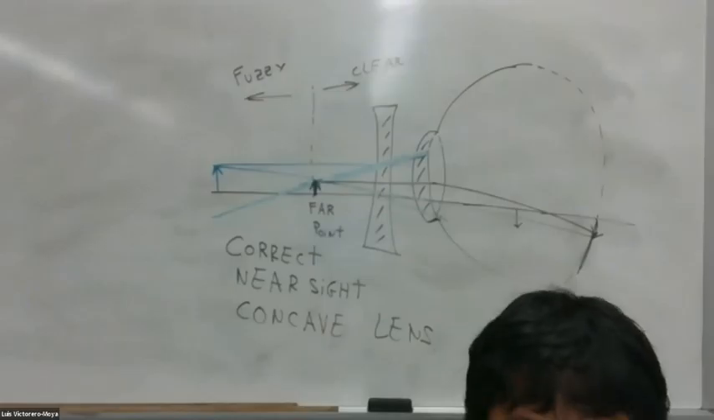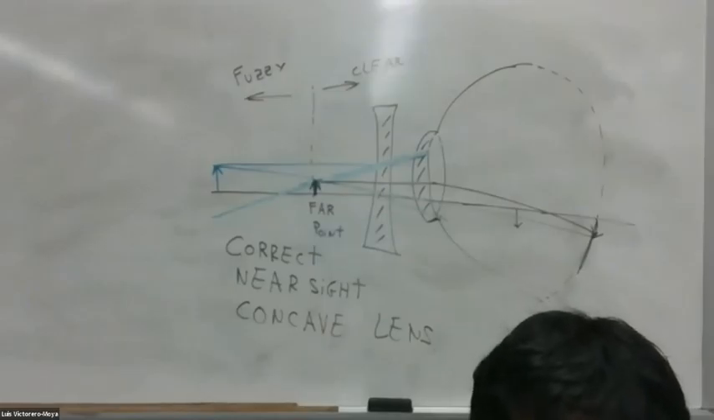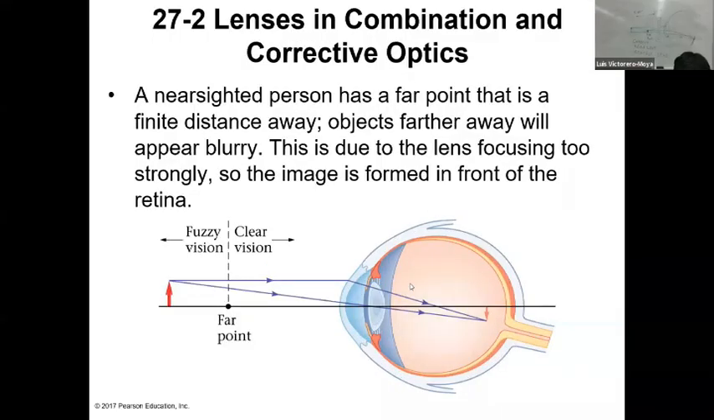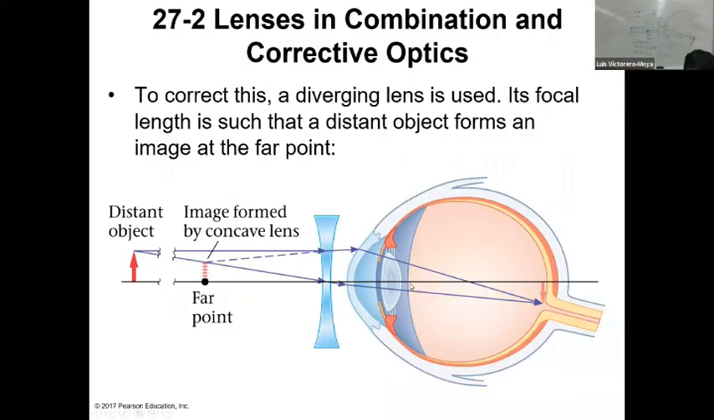So if you go back to your slides, there it is. The image formed by a concave lens gives you an image on the far point. And basically that's how you correct the eyesight for a distant object, okay?